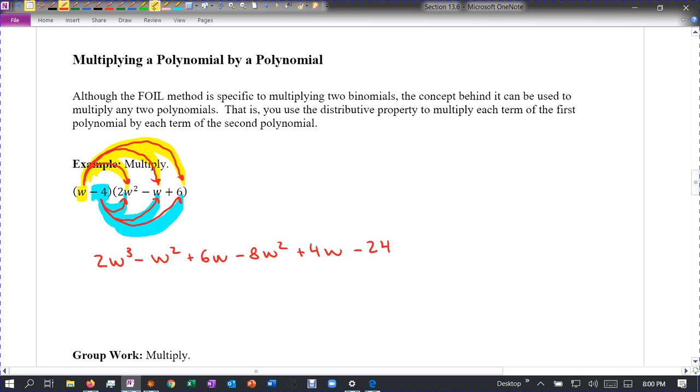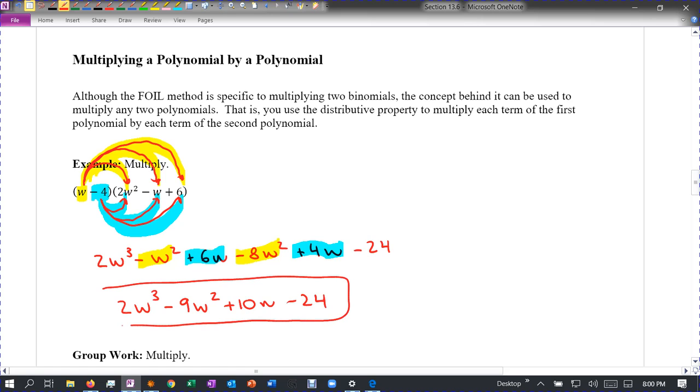Now what we do is collect like terms together. So I have some w squareds I can put together. I also have some w's I can put together. So our final result here should be 2w cubed. Let's see, our w squareds, we get minus 9w squared. We should have 10 w's and then minus 24. There we go.